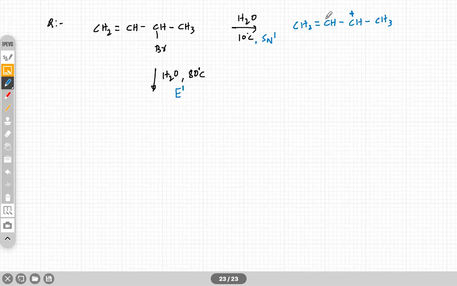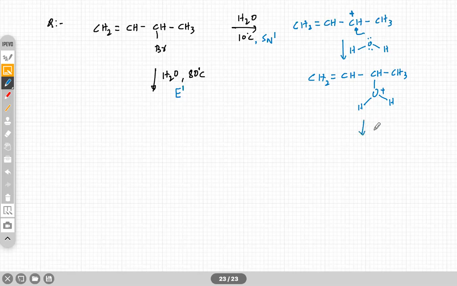Because this carbocation is resonance stabilized here. Then H2O here behaves as a nucleophile. This will attack onto this carbon atom and it forms CH2 double bond CH, single bond CH, CH3, OH2 with a positive charge on it. So the nucleophile is H2O here.